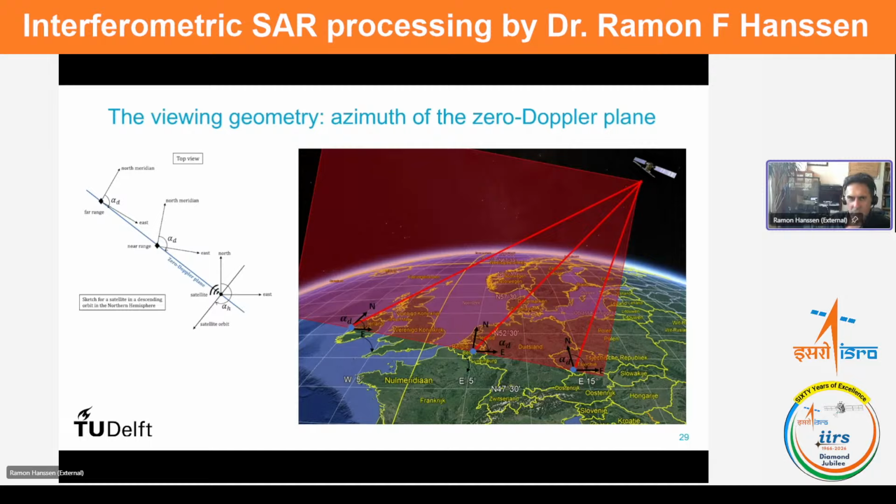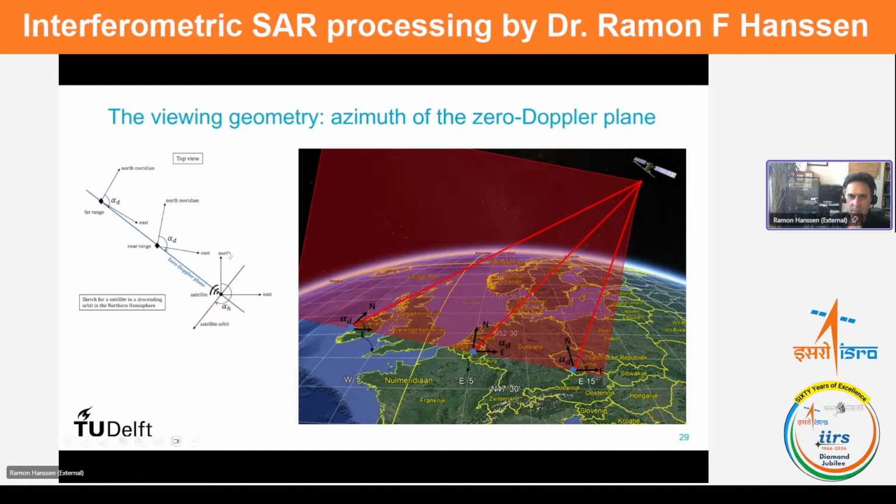So we should not talk about the heading angle, but we should talk about the azimuth of the zero Doppler plane. This is the thing that is important. The heading is only important if you look at it from the perspective of the satellite. If you look at it from the perspective of the target, it has to be the azimuth of the zero Doppler plane. So basically we have two angles, the incidence angle and the azimuth of the zero Doppler plane.